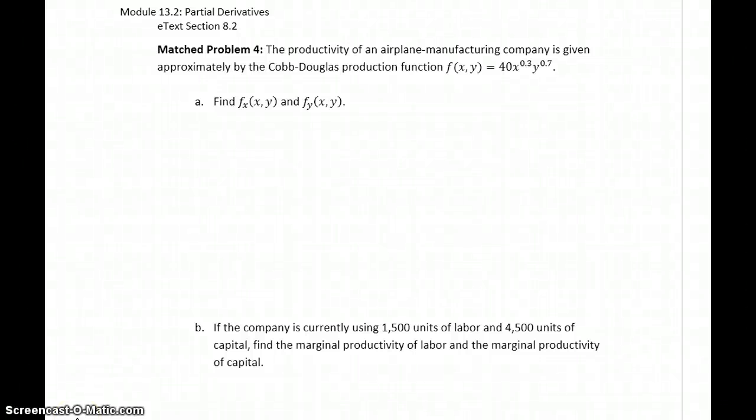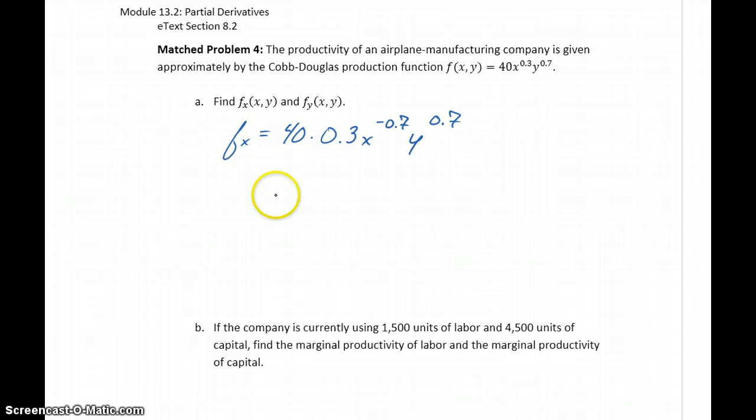In math problem 4, we're going to start taking a look at this idea of marginal productivity. So first we want to take our Cobb-Douglas function that we're given and find the derivative with respect to x and the derivative with respect to y. So the derivative with respect to x is going to be 40 times, so we're differentiating x to the 0.3. So 0.3 times x to the negative 0.7, y to the 0.7. So multiplying 40 times 0.3 will give us 12, x to the negative 0.7, y to the 0.7.